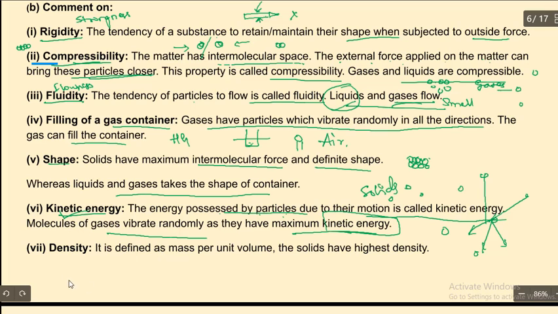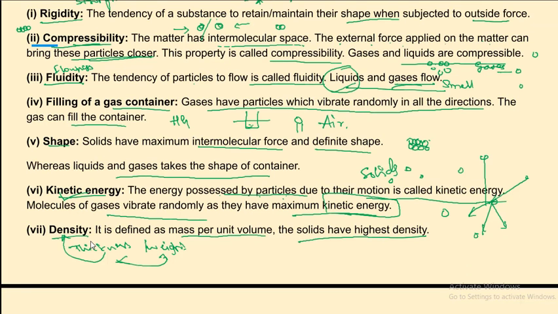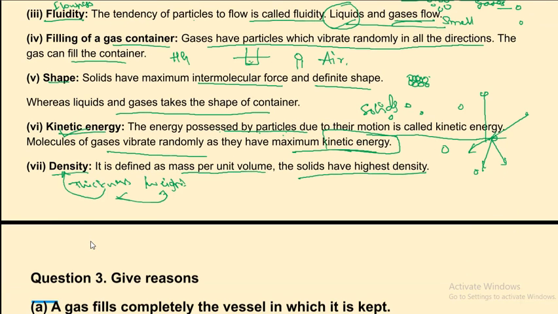So density, as I said earlier, density is nothing but thickness. It is defined as mass per unit volume. Solids have the highest density. Thickness or more weight. When we have both these things in a thing, we are going to call that the density, in simple terms. So this is about density.